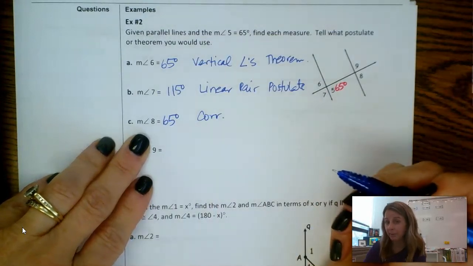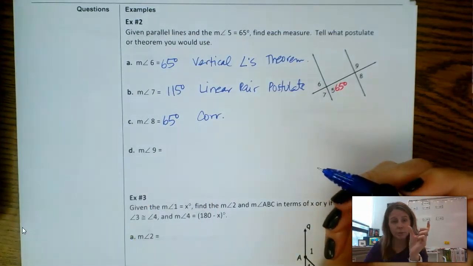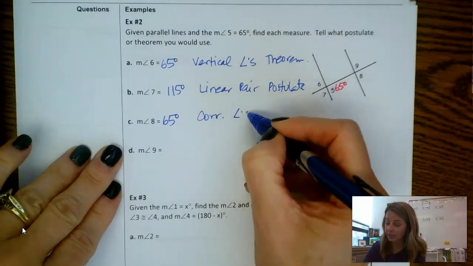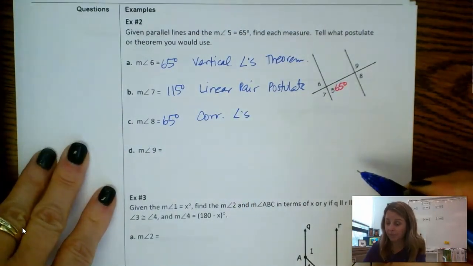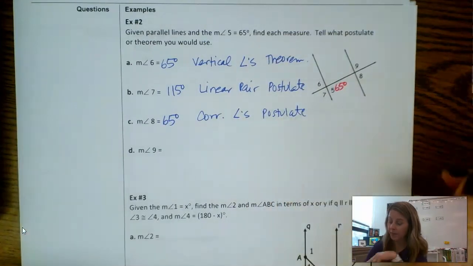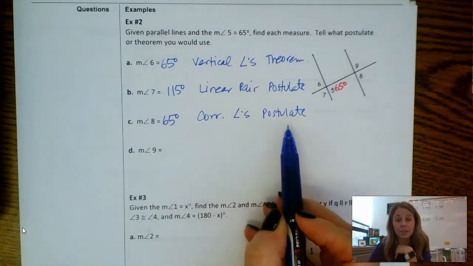And I'm going to do a little bit of abbreviating now. So you can write the whole word out if you want to, or you can abbreviate. I like to use this angle symbol, postulate. Okay, corresponding angles postulate.